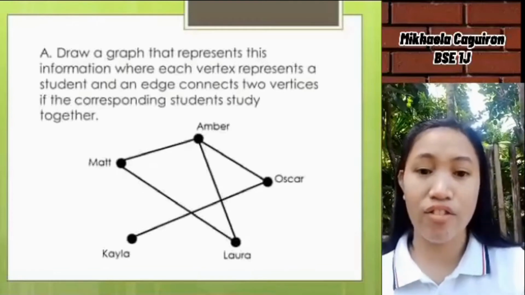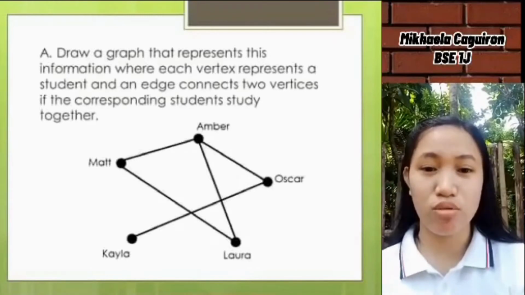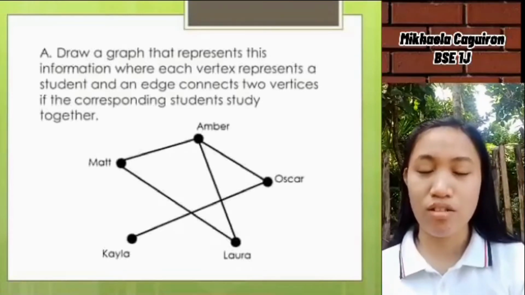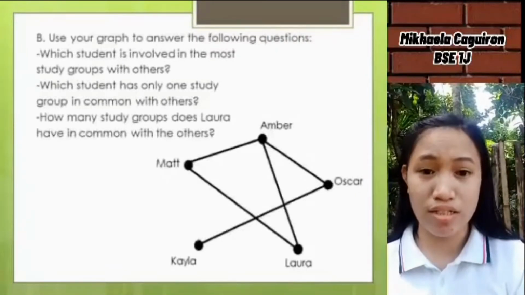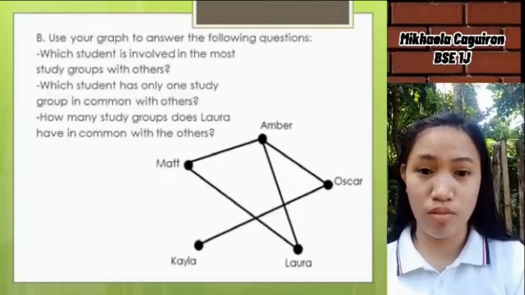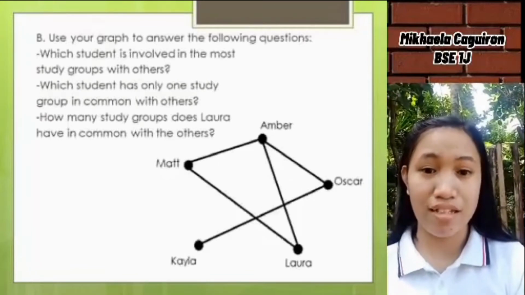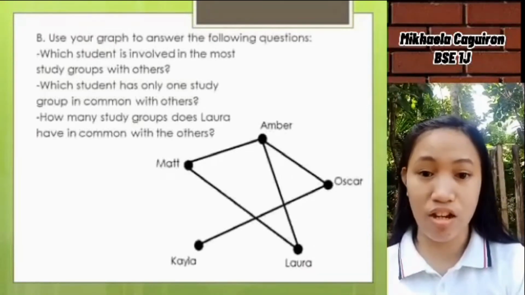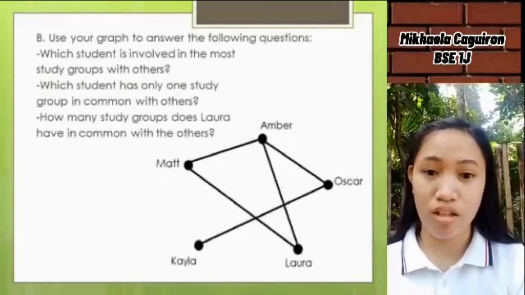So we draw 5 vertices in any configuration we wish to represent the 5 students and connect vertices with edges according to the table. B: use your graph to answer the following questions. Which student is involved in the most study groups with others? The vertex corresponding to Amber is connected to more edges than the others, so she is involved in more study groups than the others.